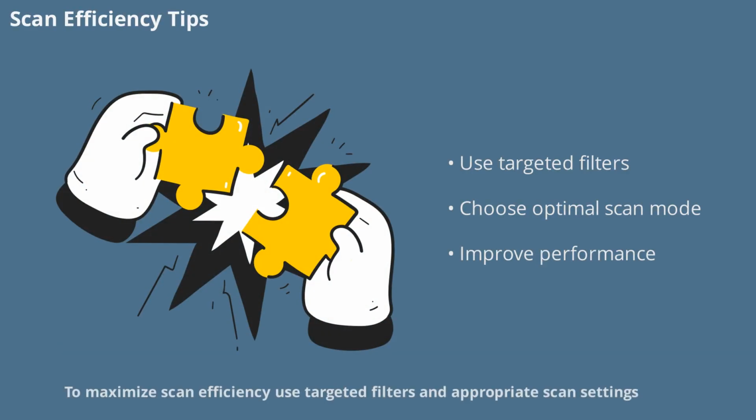To maximize scan efficiency, use targeted filters and appropriate scan settings. Avoid scanning without filters as it returns all devices and wastes resources. Choose scan modes based on your app's needs, balancing speed and power consumption. Efficient scanning improves performance and user satisfaction.